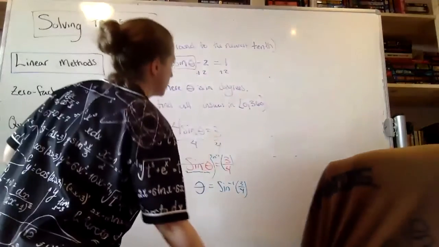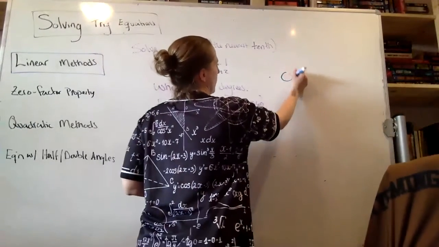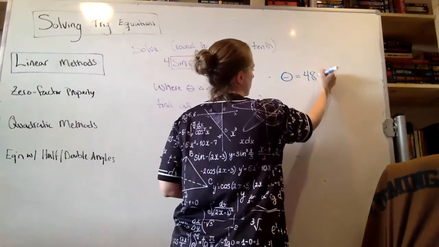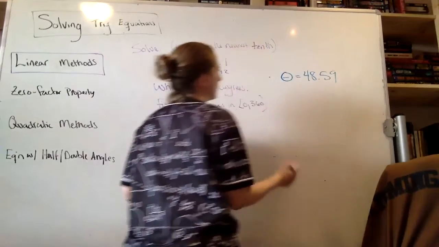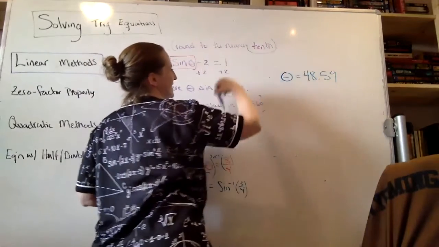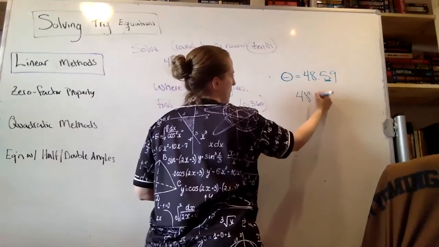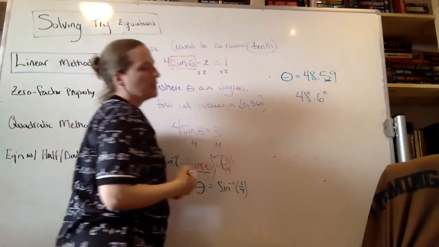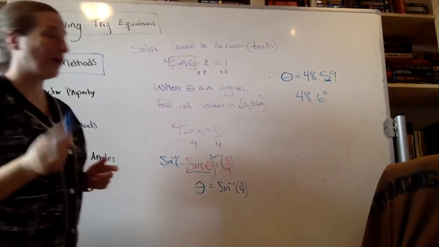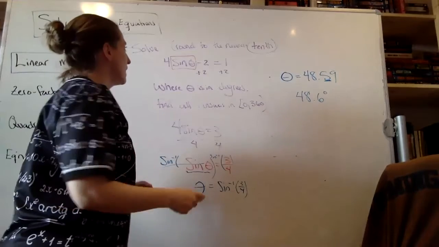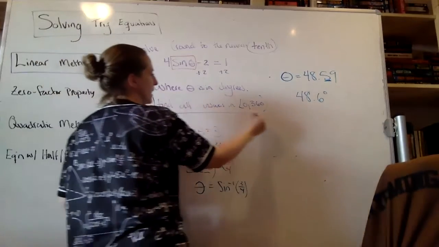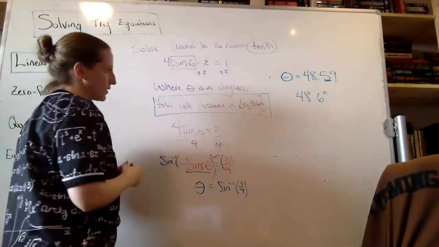So we got an answer of theta equals 48.59. Now the first thing we're going to do is notice that this says round to the nearest 10th. So we need to round to the nearest 10th. So that gives us 48.6 degrees. Now that's not our whole answer. Why not? Well, here's why not. It says find all the answers in 0 to 360 degrees.